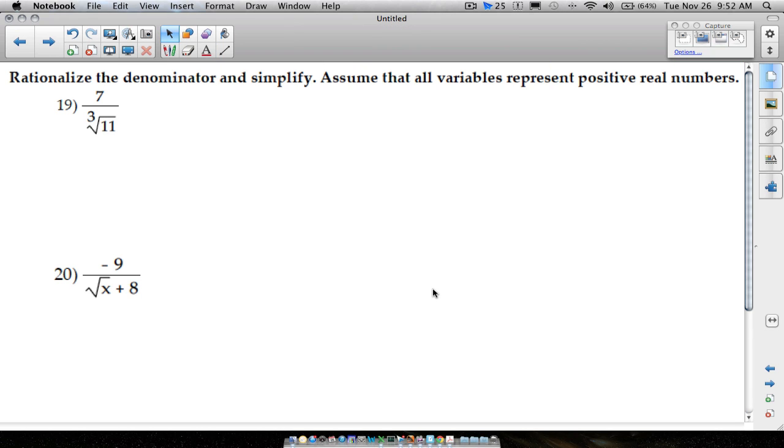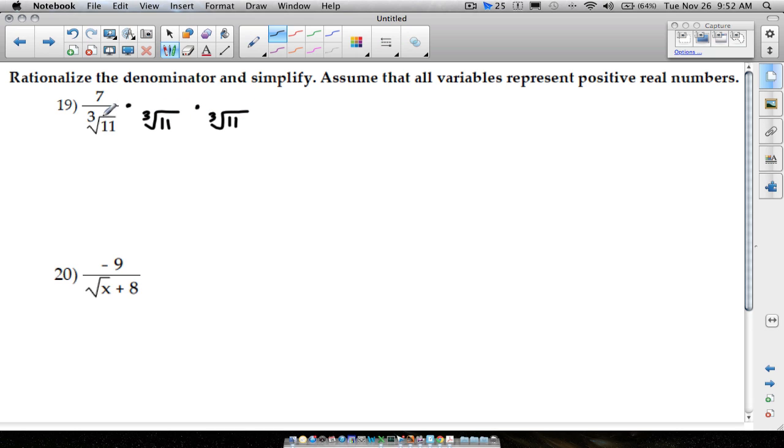All right, number 19. Rationalize the denominator. Assume that all variables represent positive real numbers. So since we have positive real numbers, if we ever took an even root, we don't have to worry about the absolute value. No variables here, so let's go ahead and jump straight into it. Rationalizing the denominator. We want to get rid of this radical, and to do that, we make this radical show up this many times. The index is 3, so we need to make this show up 3 times at the bottom.